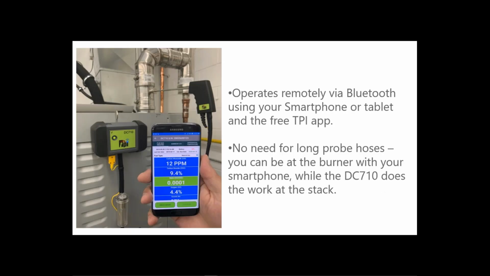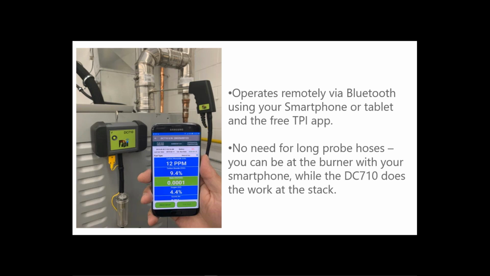So the TPI DC710 analyzer, you'll see it there hanging on the side of a boiler. It operates remotely via Bluetooth. It uses your smartphone or tablet. There is a free TPI app. That free TPI app can be downloaded from the Apple App Store, the Google Play Store, and also directly right on TPI's website. The app doesn't take a whole lot of room on your phone, and it's amazing. It's a very powerful app. There's lots of things to it.